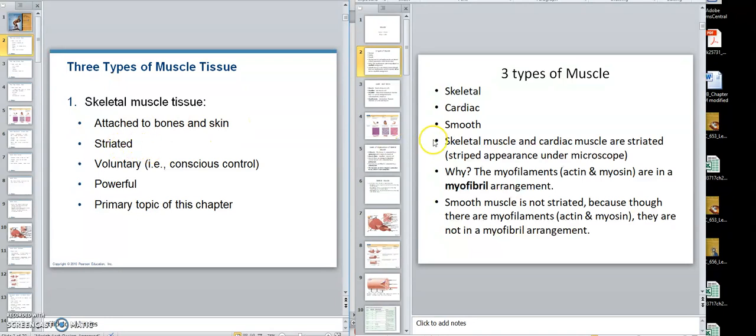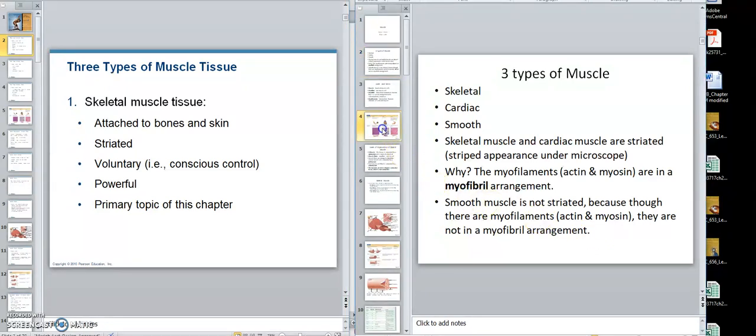This muscle is striated. So I come over here. Skeletal muscle and cardiac muscle are striated, which basically means striped. It's a striped appearance under the microscope. Why? And we'll see this. But here's the preliminary. The myofilaments, which we'll learn, actin and myosin, are in a myofibril arrangement. That's what this myofibril arrangement is, what makes it look striped under the microscope. Smooth muscle is not striated because though they are myofilaments, actin and myosin, they are not in a myofibril arrangement.